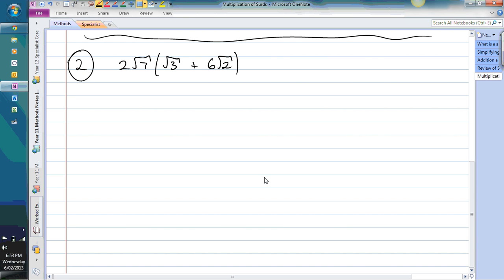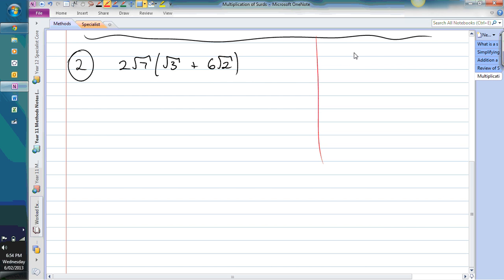The next problem we're going to look at is one where we've got some bracket with some surds in it, multiplied by some sort of surd on the outside. And to simplify this, we need to remember what our algebra laws of expansion of brackets say.